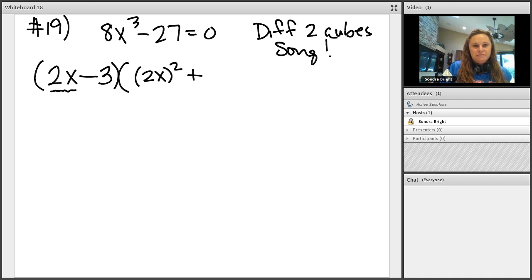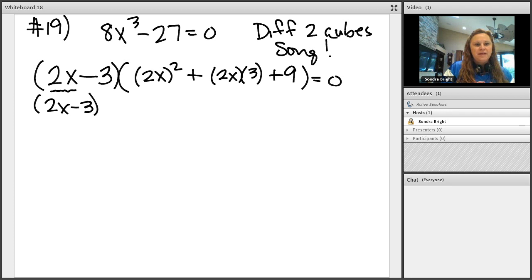Change the sign, so a plus sign. Multiply together, so a 2x times 3. And then square the last, and the last one's always positive. All right, so that means I've got a 2x minus 3 times 4x squared plus 6x plus 9.